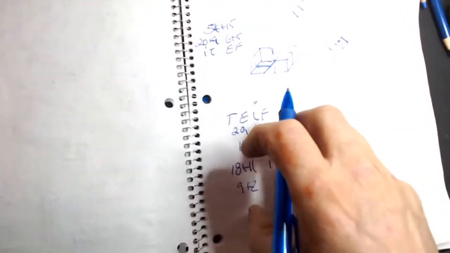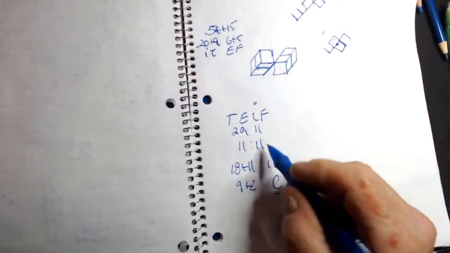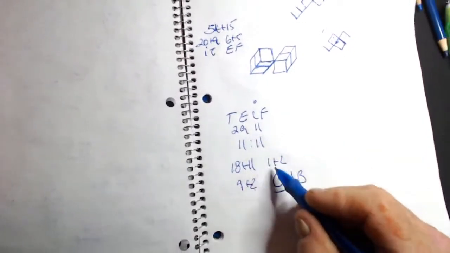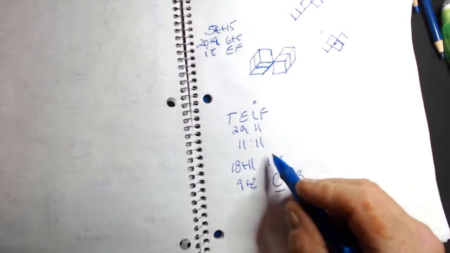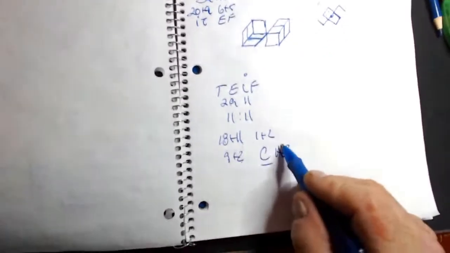Where did I get this from? 8 and 1, 9, 1 and 1, 2. What did I do with this one? 1 times 1, 1 plus 1. Where did I get this one here? 9 times 2, 9 plus 2. So I created this equation.